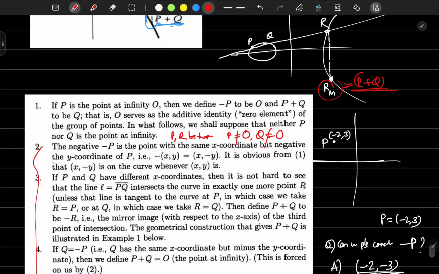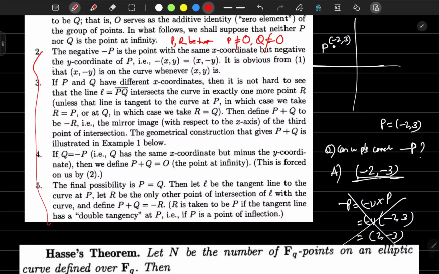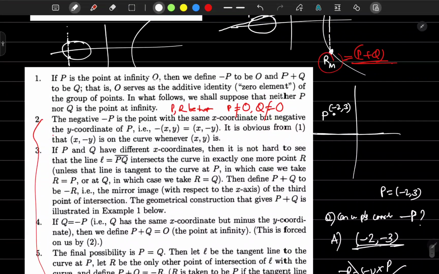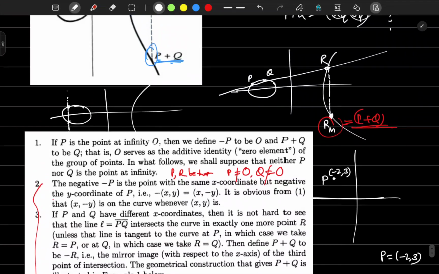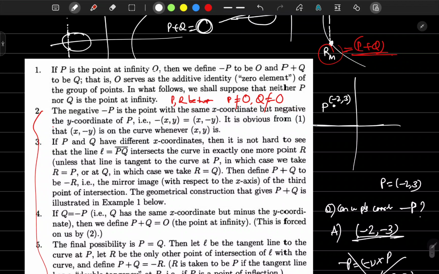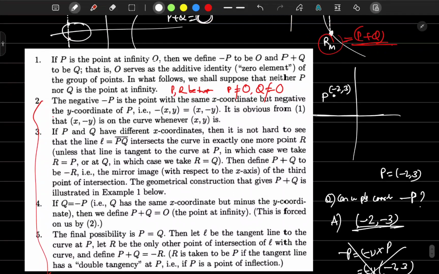Just take a line, cut it, take a reflection, and that reflection point is known as our P plus Q. Suppose we are having a case where Q equals minus P, both exactly perpendicular, having the same x coordinate and exactly opposite y coordinate, so mirror images of each other. Then how are we defining P plus Q? In that case, P plus Q is nothing but the identity element O, not 0, what is called the point at infinity, capital O. That is how we are defining it.